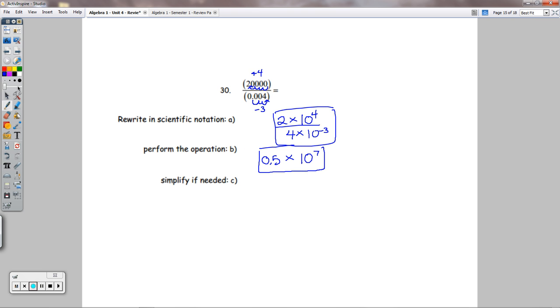And then changing that to scientific notation, that front number needs to be between 1 and 10. So we move that 1 spot that way, leaving us with 5 times 10. And we move it 1 spot to the right. Moving to the right means we subtract from the power. And that would be then 5 times 10 to the 6. We just moved it 1 spot, so subtract 1 from the power there.